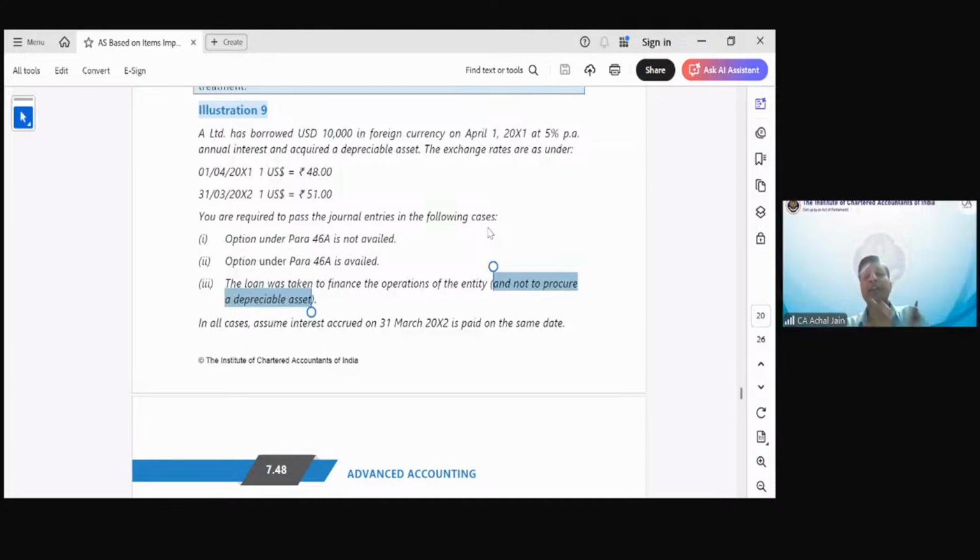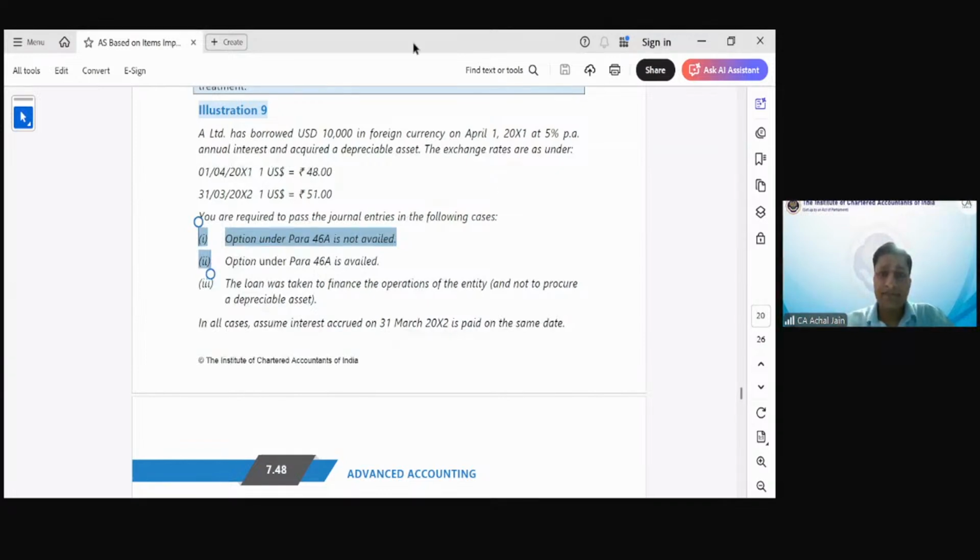Foreign currency monetary item translation difference account. Okay. Clear? Ishan, are you now clear on this? Ishan is asking, sir, if in third part 46A is not available, then you will go to first part. Then your third part and first part will not be different. Yes or no?